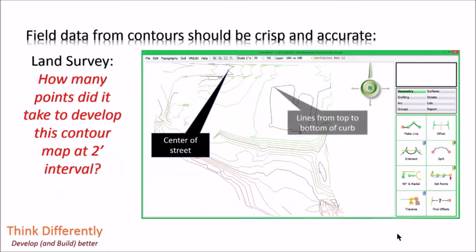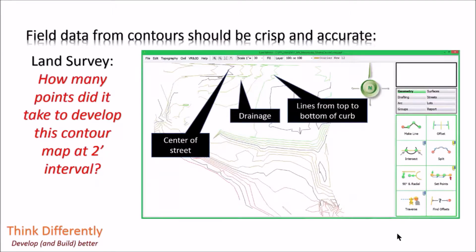So when we take a look at a proper contour map, you should easily see exactly where the center of the street is. You should see contour lines going from top to bottom of curb, and LiDAR cannot produce that type of data. All of that would be missing because it can't take a point every hundredth of a foot. So what happens is a land surveyor went ahead and created the points for this contour map at 2-foot intervals.